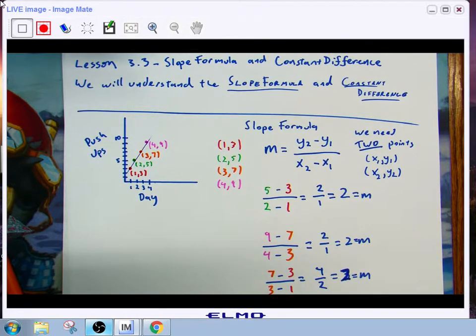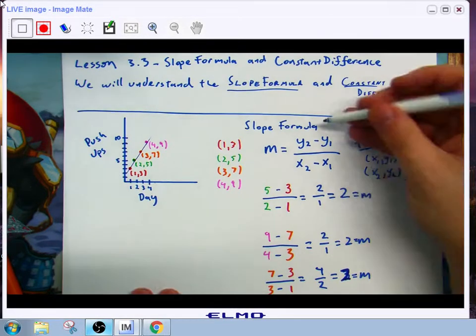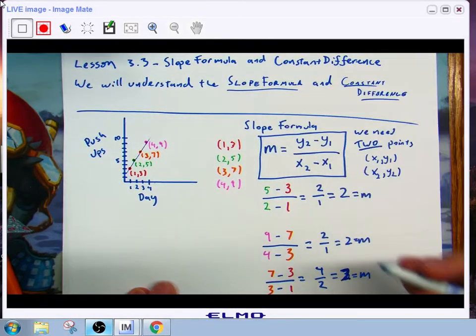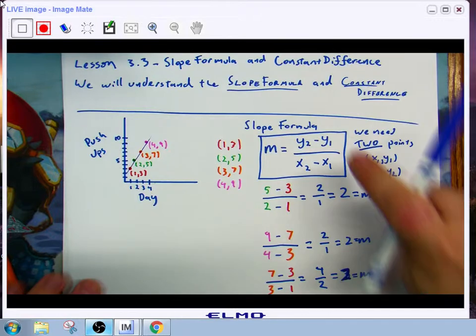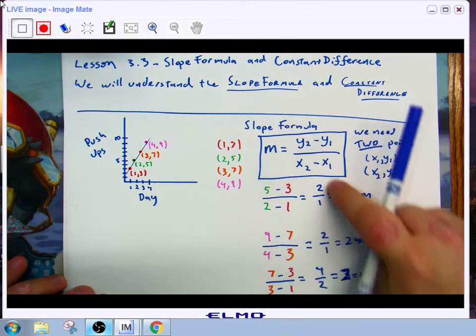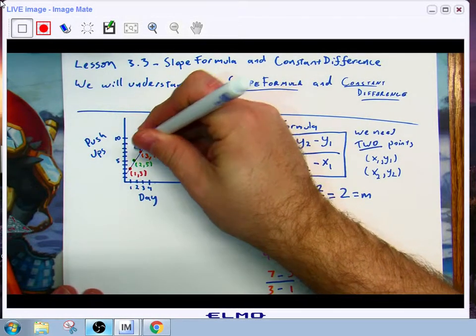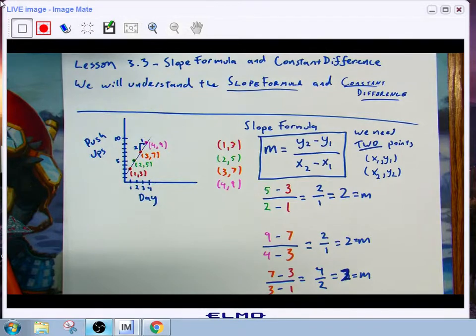Does that make sense? All we need are 2 points. We need to know this formula. This is the key part. This is the money part. This is what gets you paid. As long as we know this and we know 2 points, we can find the slope. We don't need a graph. We don't need to count. We don't have to do that anymore. We can just look at the points, plug it into this formula, figure out the slope.